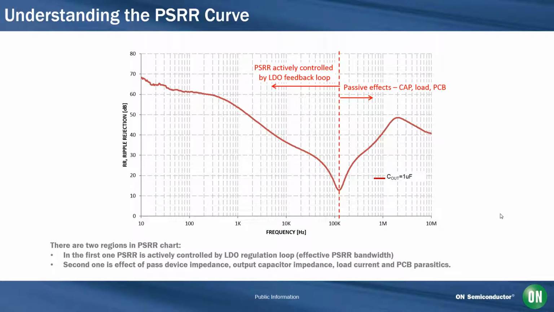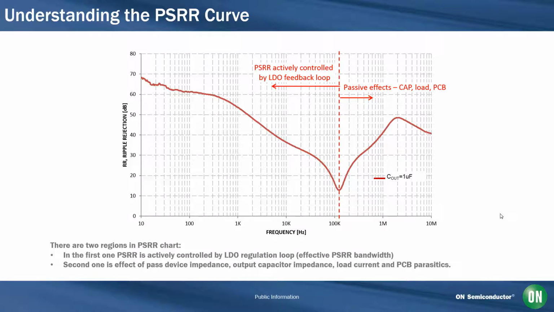So let's look at understanding the PSRR curve in a little more detail. This is typically plotted in frequency in hertz versus ripple rejection in dB. And we've drawn a red dotted line here as we take a look at two regions of the PSRR chart. The first one off to the left-hand side, I like to think is more actively controlled by the LDO.